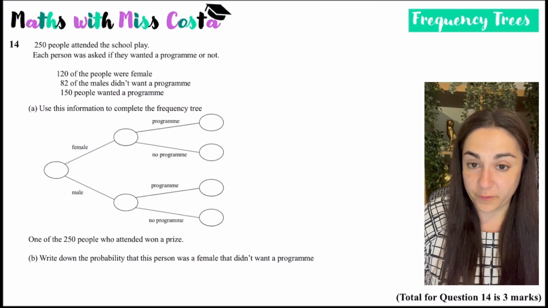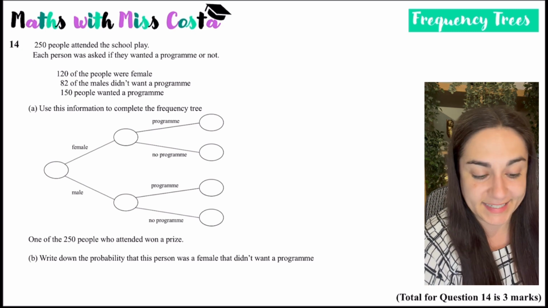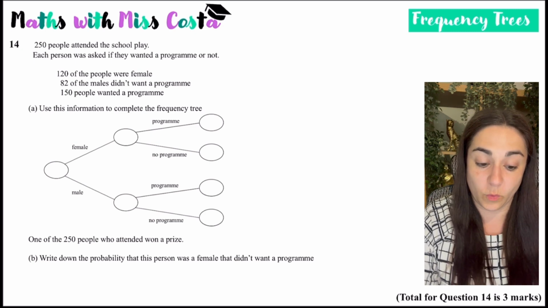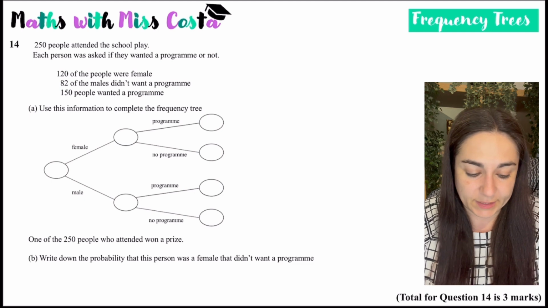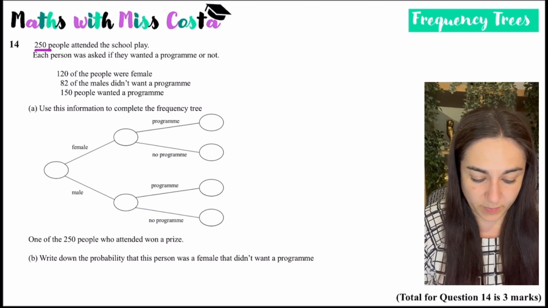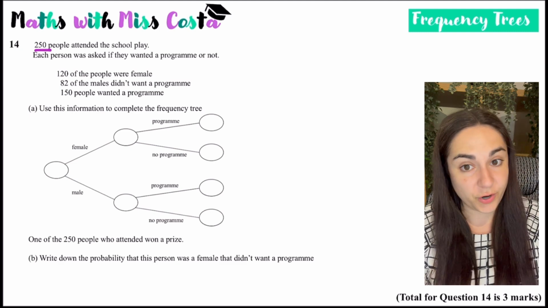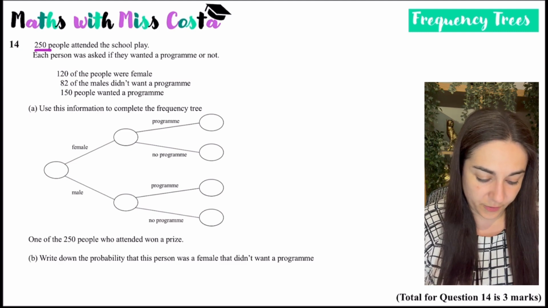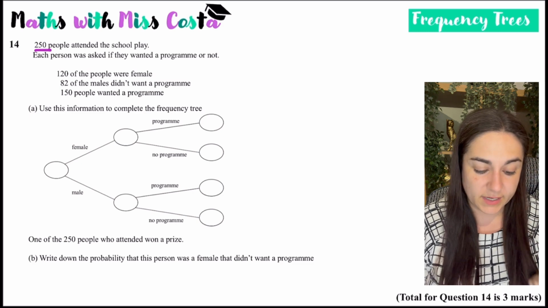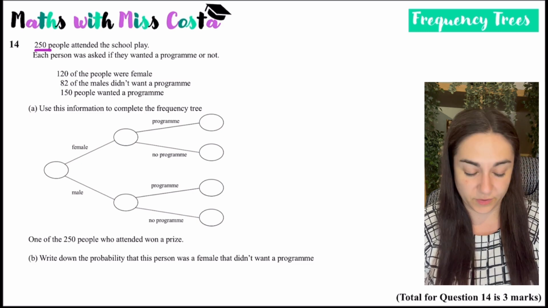Okay, next we've got a frequency tree. And a frequency tree is just a way of displaying data to help us get a little bit more organized. So I'm told that 250 people attended a school play. Each person was asked if they wanted a program or not. 120 of the people were female. 82 didn't want a program, and 150 people in total wanted a program.